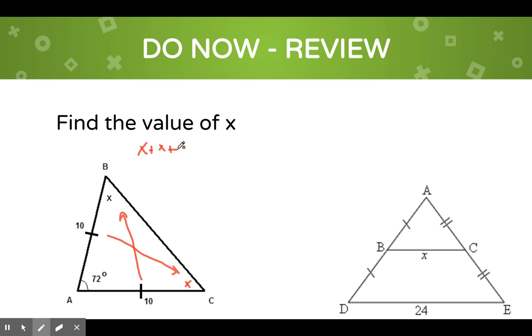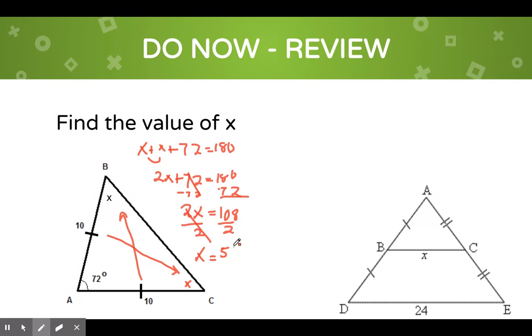So x plus x plus 72 equals 180. Combine like terms, x plus x gives you 2x plus 72 equals 180. Subtract 72 from both sides. Those cancel. We're left with 2x equals 180 minus 72, which gives you 108. Divide by 2 on both sides. X is equal to, 2 goes into 10 5 times, 2 goes into 8 4 times. So that means each x is 54. That angle is 54. That angle is 54.